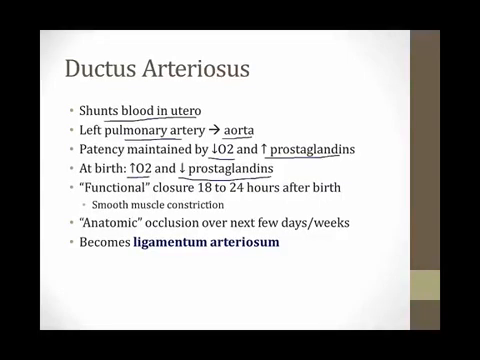Functional closure, meaning that the structure stops conducting blood, occurs in about 18 to 24 hours after birth. This is because smooth muscle constricts. And then anatomic closure occurs over the next few days or weeks. This is where the structure basically deteriorates and becomes a ligament, and then it is called the ligamentum arteriosum.